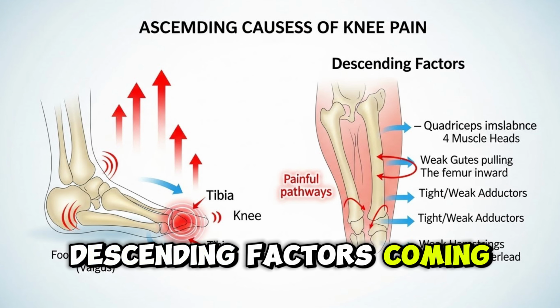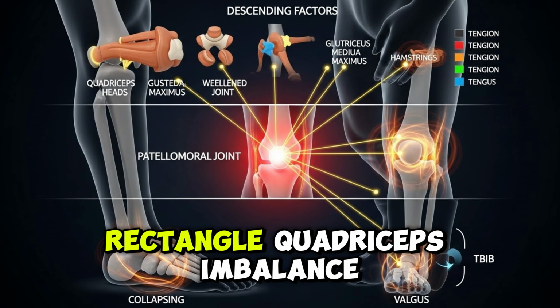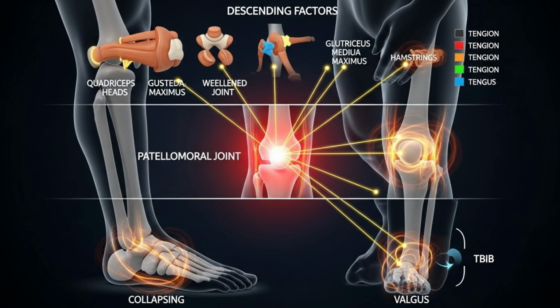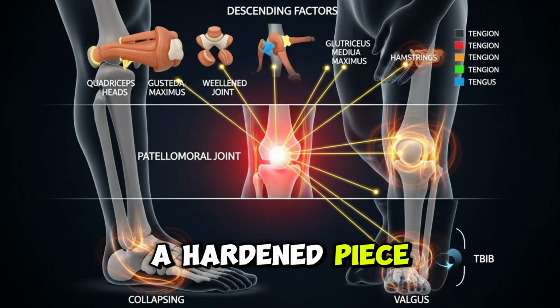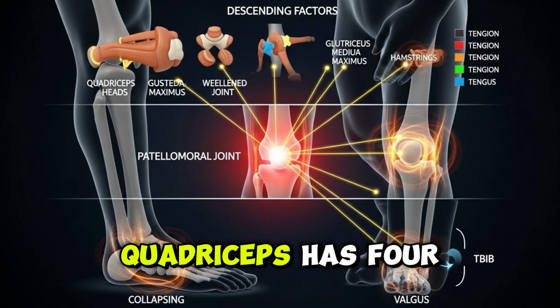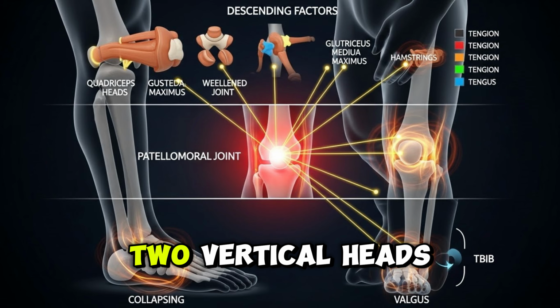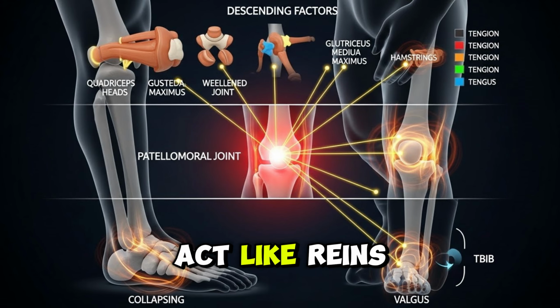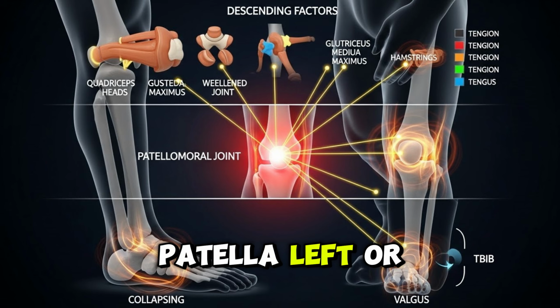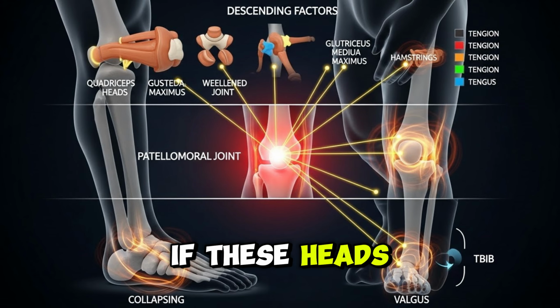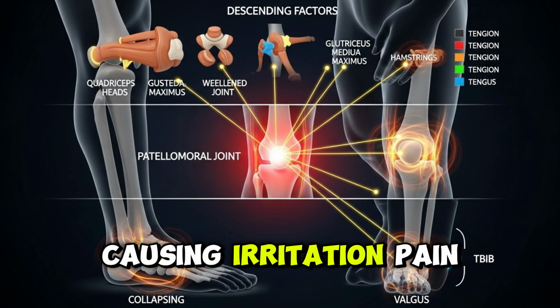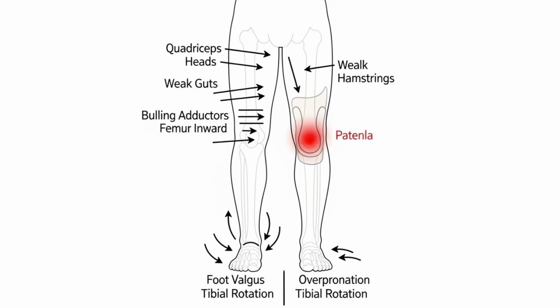Descending factors, coming from the hip and above. First, quadriceps imbalance. The quadriceps tendon forms the upper attachment of the kneecap. The patella is literally a hardened piece of that tendon. The quadriceps has 4 heads. 2 vertical heads determine the height of the patella. 2 side heads act like reins. They pull the patella left or right. If these heads work unevenly, the kneecap glides incorrectly, causing irritation, pain, and overload.